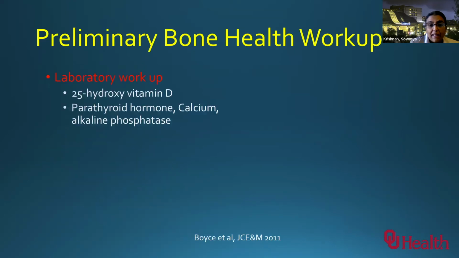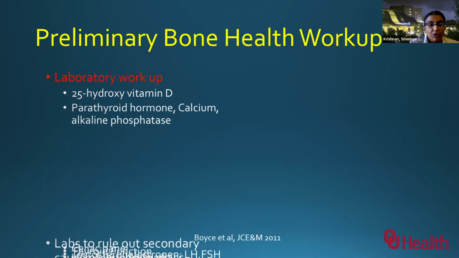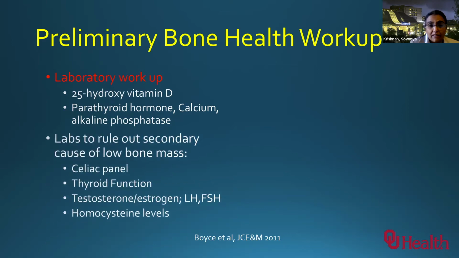So the preliminary bone health workup can be broadly thought of as laboratory workup, which will include bone health labs: 25-hydroxyvitamin D, parathyroid hormone, calcium, alkaline phosphatase. Labs to look for a secondary cause of low bone mass, including celiac panel, thyroid function if the signs and symptoms suggest that, pubertal hormones if you're suspecting delayed puberty, and homocysteine levels if there is increased flexibility noted on examination.